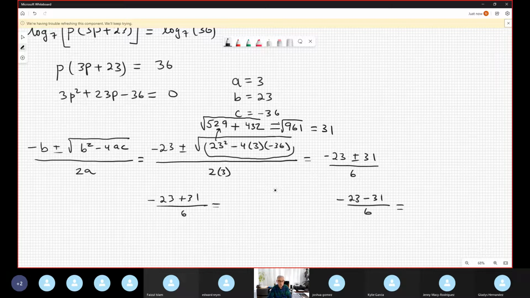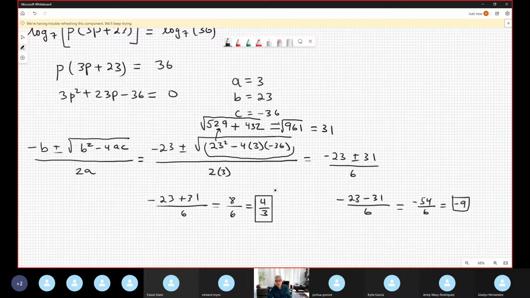The answer is, well, 31 minus 23 is 8. 8 divided by 6, and in lowest terms, four thirds. Now 23 and 31 together with the same sign is 54. It's minus 54 divided by 6, and negative 9.